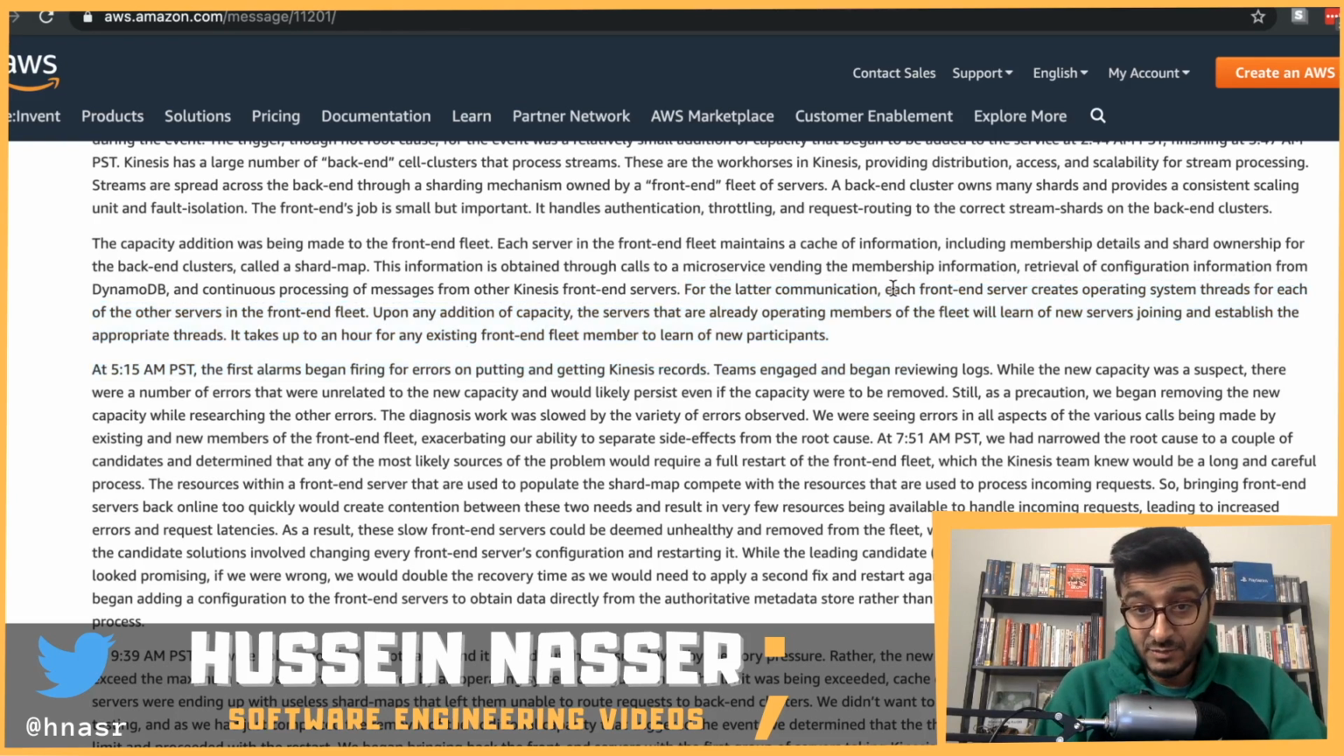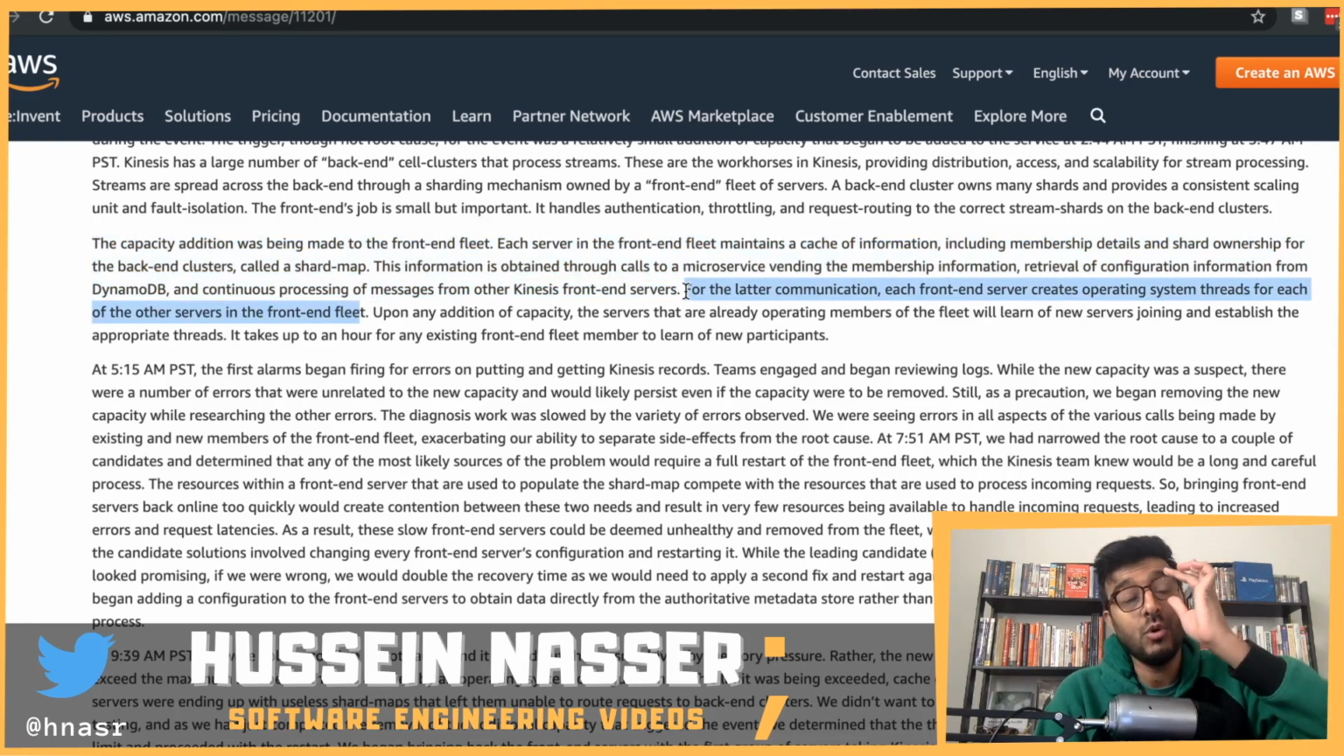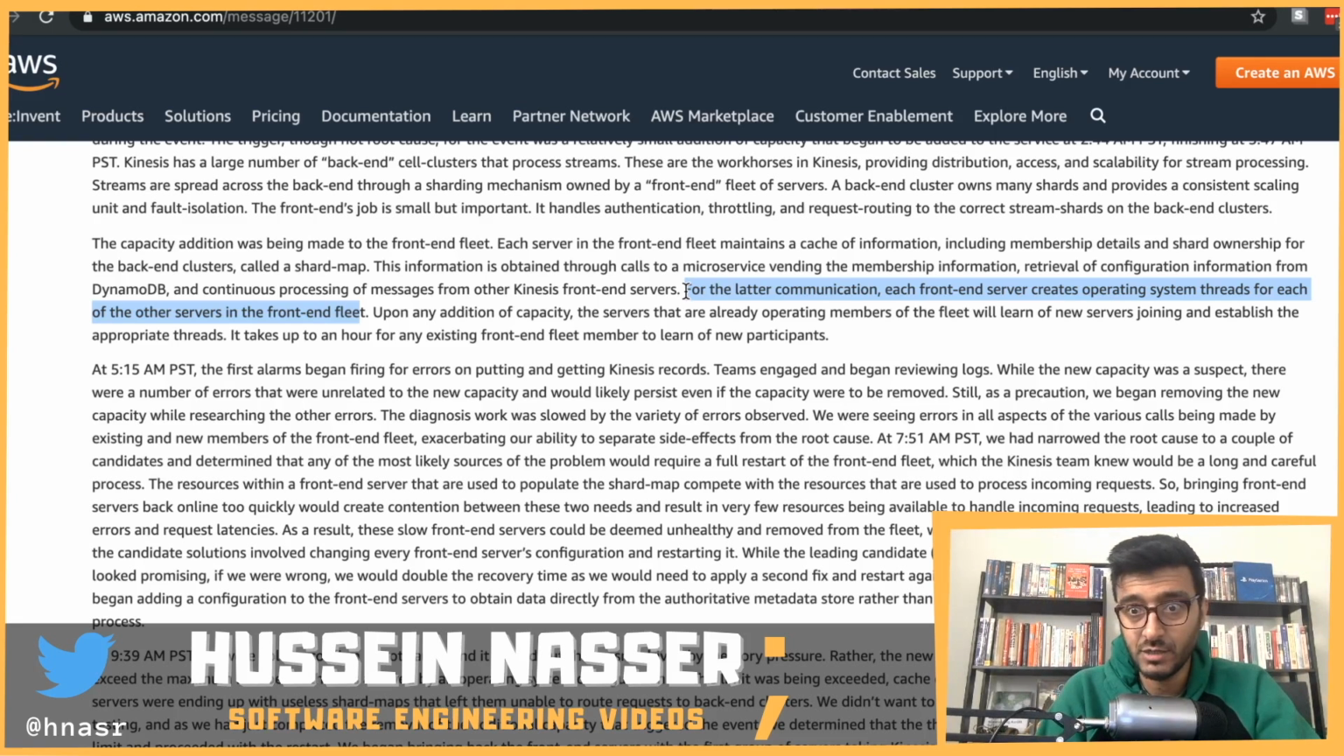For the latter communication, each front-end server creates operating system threads, and there are threads, with an S, for each of the others. That's what made me realize that it's a peer-to-peer, almost like everyone is communicating to everyone. That's just a very bizarre architecture, in my opinion. I still don't know what kind of information is being exchanged between all these machines, and can you just have a centralized system to store the cache? That's the first thing that I was like, whoa, why are you guys communicating between each other?